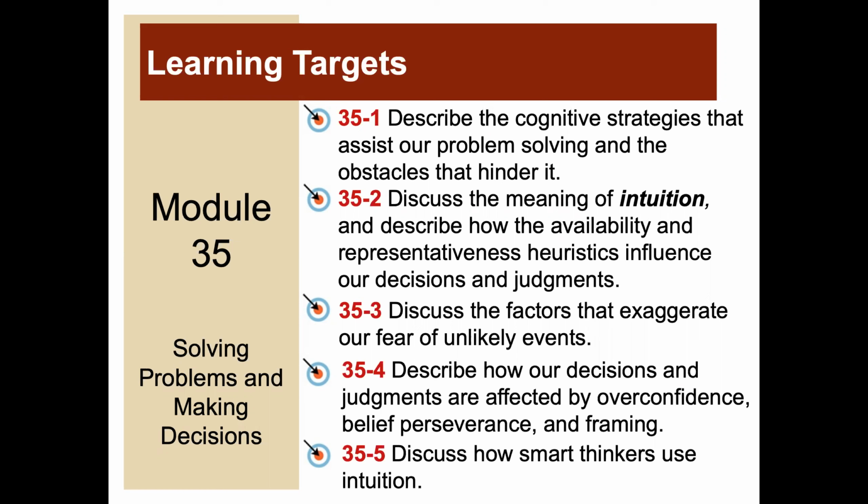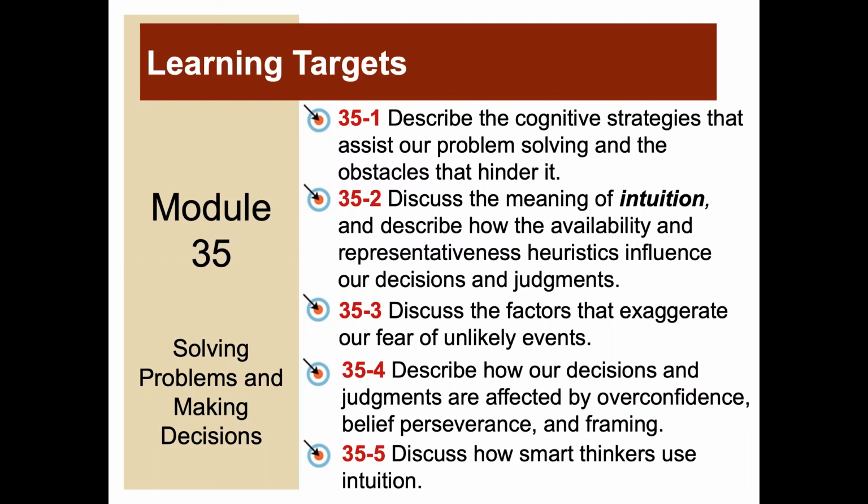You should be able to discuss the factors that exaggerate our fear of unlikely events, another fascinating thing to really consider. You should be able to describe how our decisions and judgments are affected by things like overconfidence, belief perseverance, and framing. And then finally, you should be able to understand how smart thinkers use intuition to their advantage.